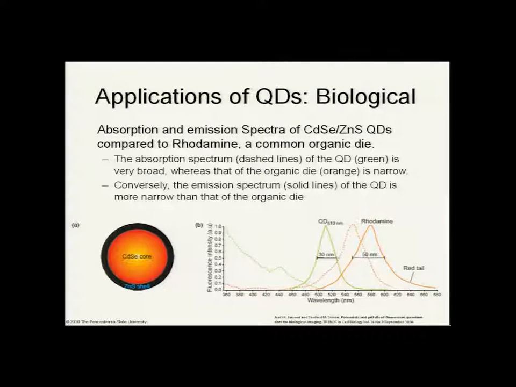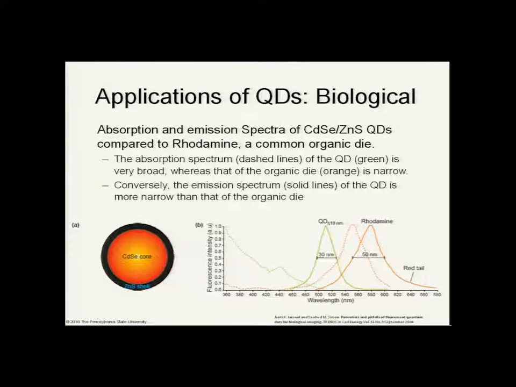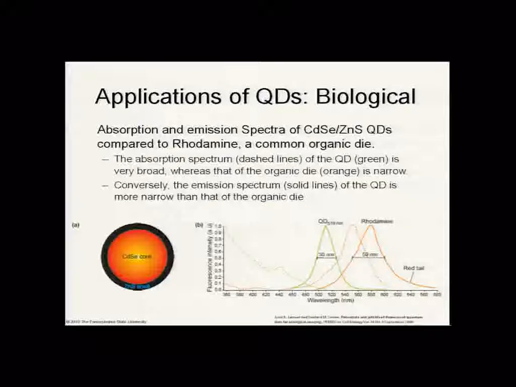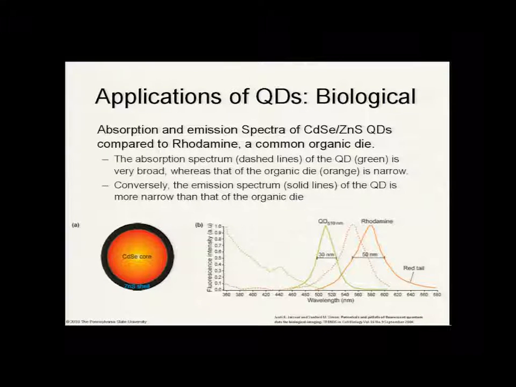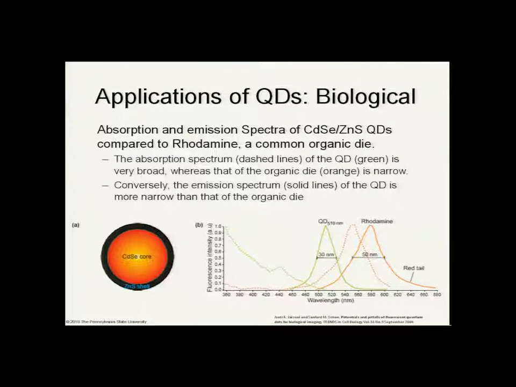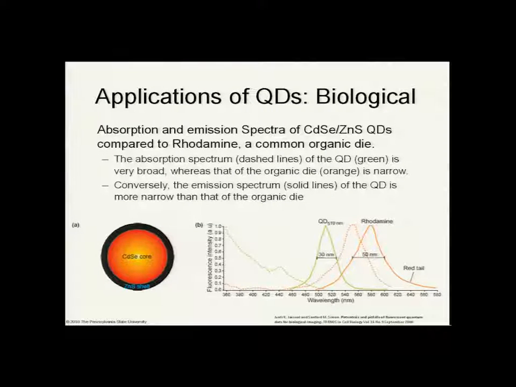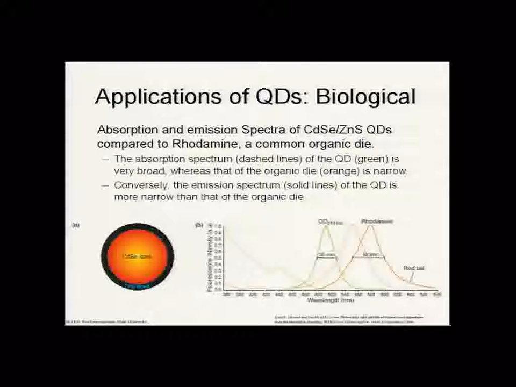Absorption and emission spectra of cadmium selenide, zinc sulfide quantum dots compared to rhodamine, a common organic dye. Here what we're showing is the absorption spectrum, the dashed lines, of the quantum dot. It's very broad, whereas that of the organic dye is narrow. So as far as an absorption spectrum, we would like to see a broad spectrum, and that's what we see for the quantum dot, but for the organic dye, rhodamine, the absorption spectrum is narrow.